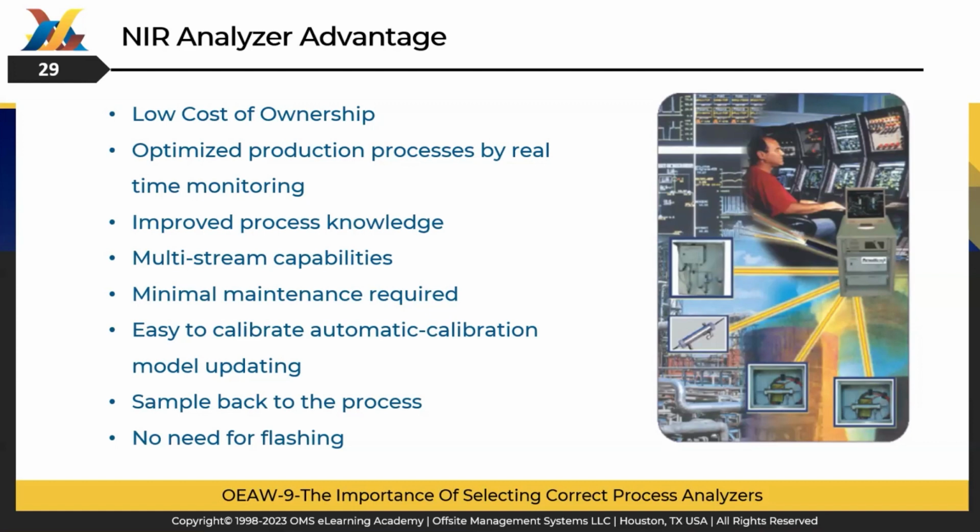Optimize production processes by real-time monitoring. As we already mentioned, correlative analyzers measure continuously. It means that every few seconds, less than a minute, we will have information about the process, compared to the discrete analyzers that measure once a period, as already mentioned before.